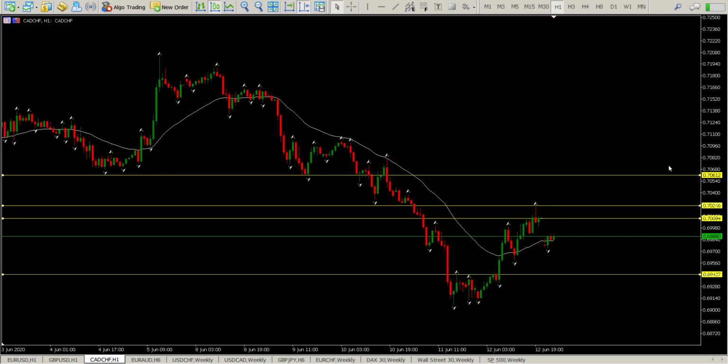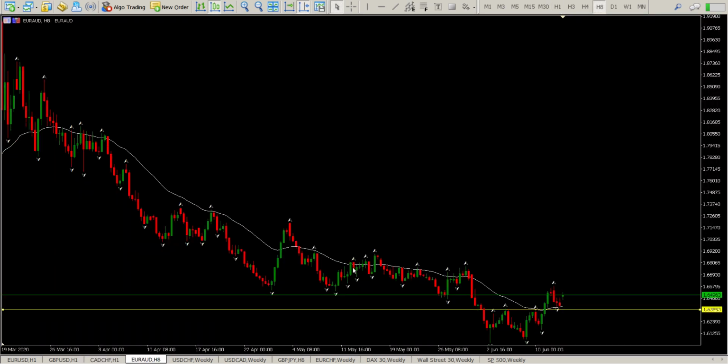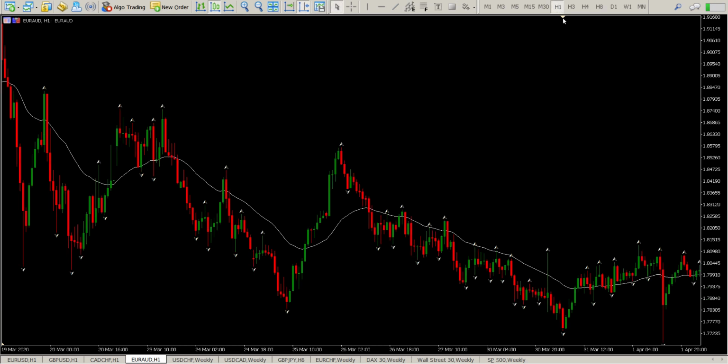Okay, and the last pair that we're looking at is Euro Aussie dollar. So we had this breakout of 163553 last week, and we've come back, we've tested it, and now we've got this gap up this morning.